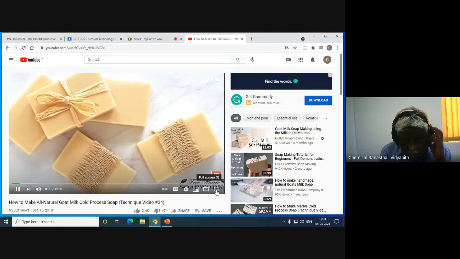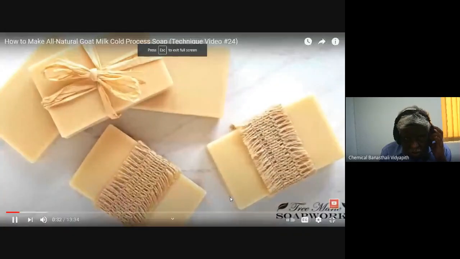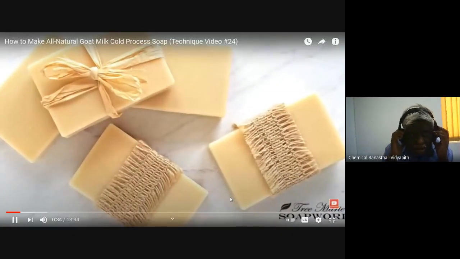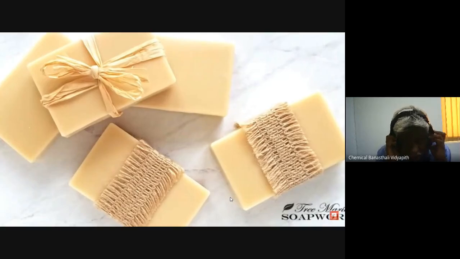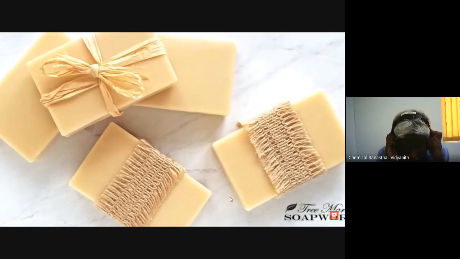I replaced all of the water in the recipe with goat's milk. I use raw goat's milk, and goat's milk has to be frozen to add it to the lye because it'll scorch otherwise. Okay, let's get started.